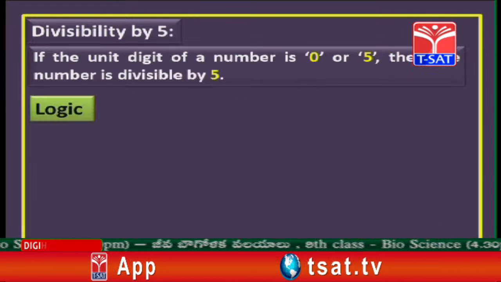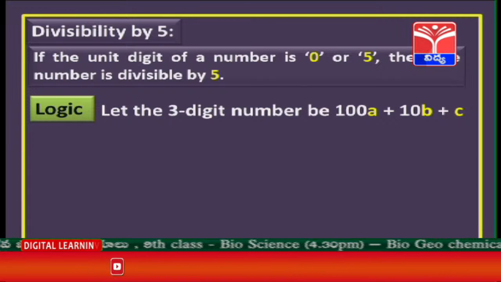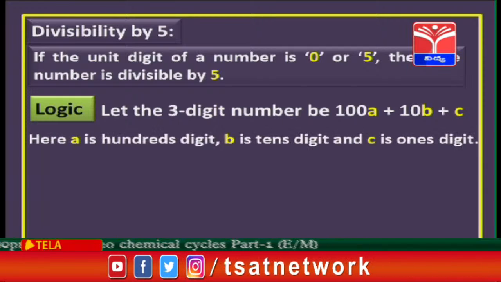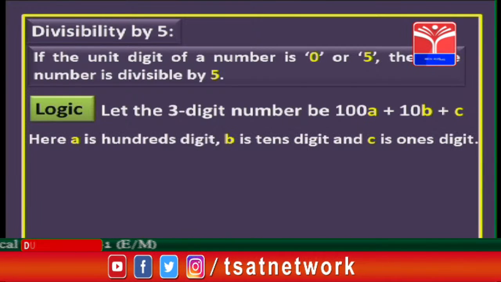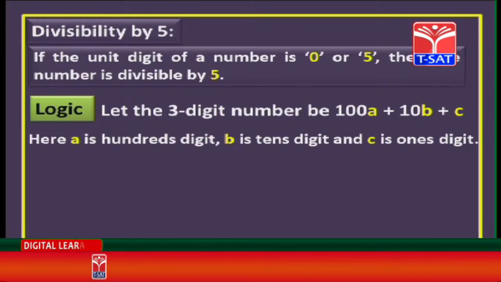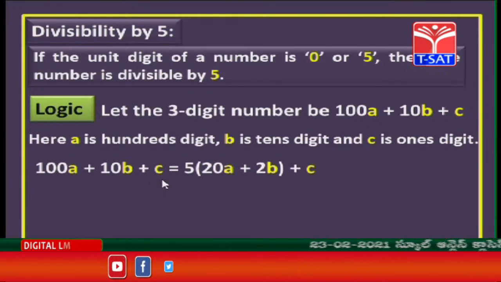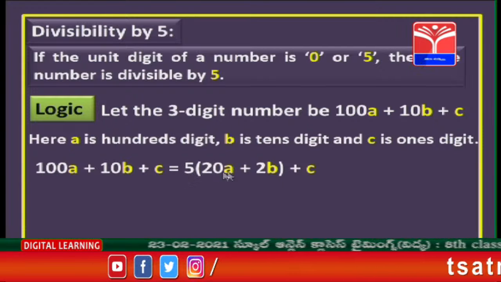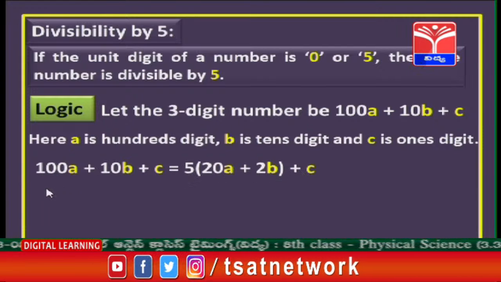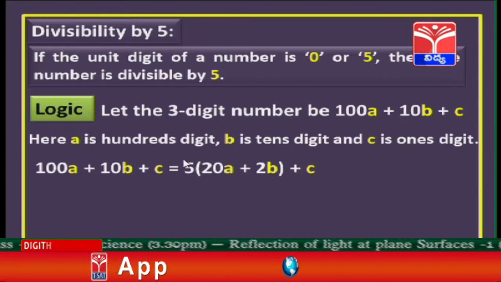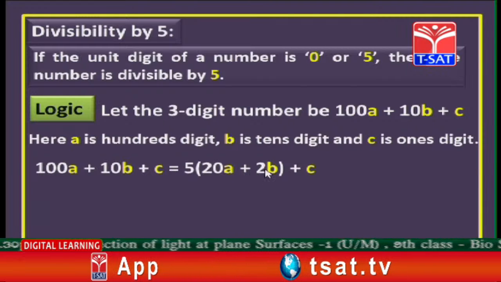Let us understand the logic behind this, children. Let us consider a 3-digit number as 100A plus 10B plus C. Here A is the hundreds digit, B is the tens digit, and C is the ones digit. Now, 100A plus 10B plus C can be written as 5 into (20A plus 2B) plus C. Why? Because in these two terms, I have taken 5 as a common factor.